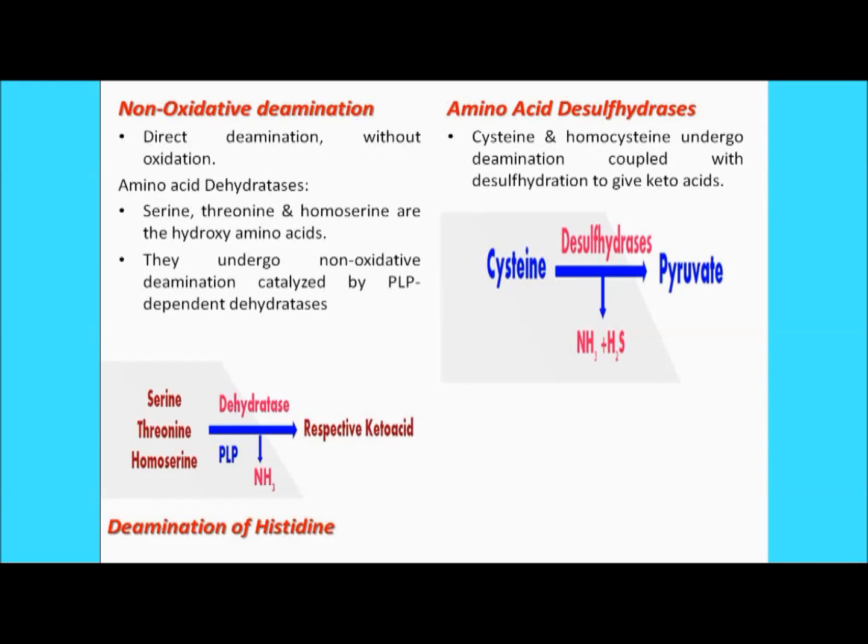One more example I have given you here is the deamination of histidine. What will happen when deamination of histidine takes place? You can see here the histidine, when deamination takes place in the presence of the enzyme histidase, it will form urocanate, and an ammonia molecule will be liberated. This will further enter into the urea cycle, right?